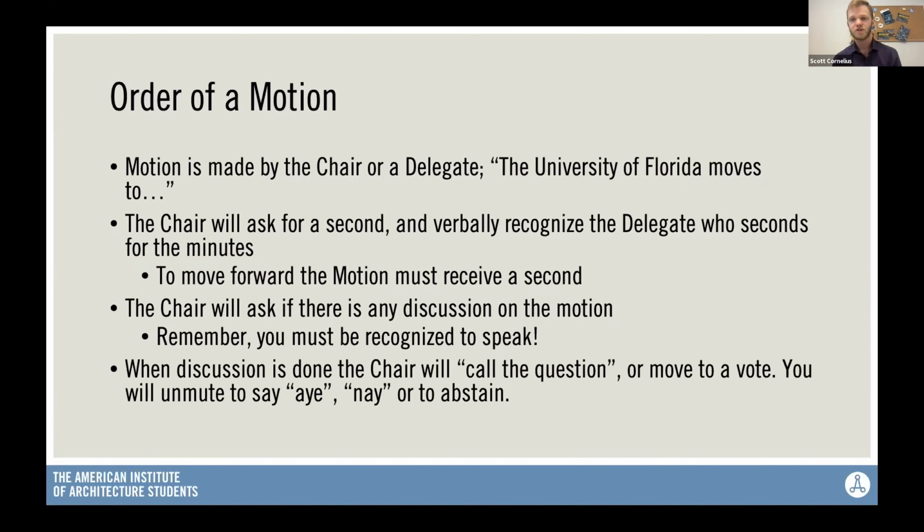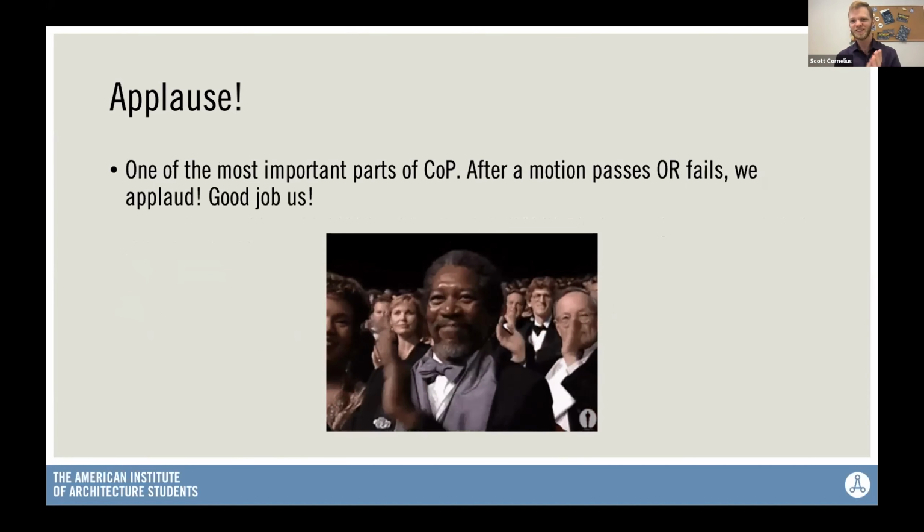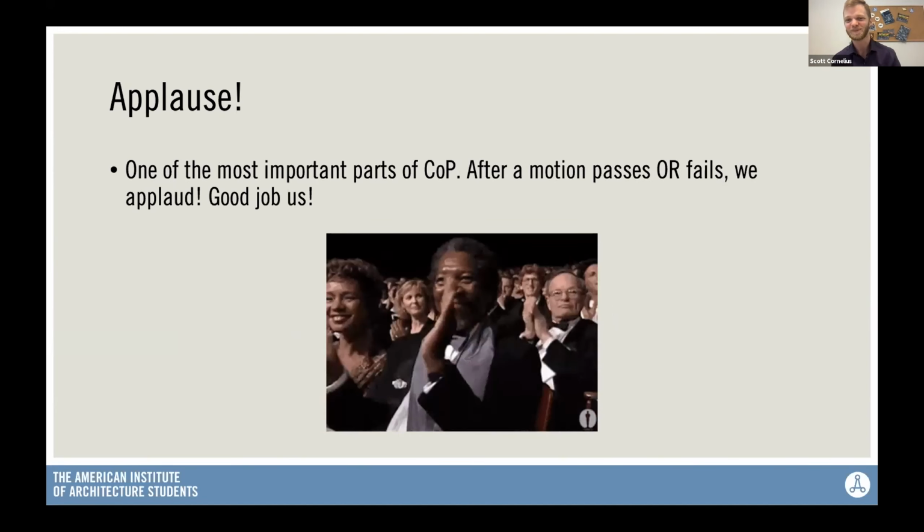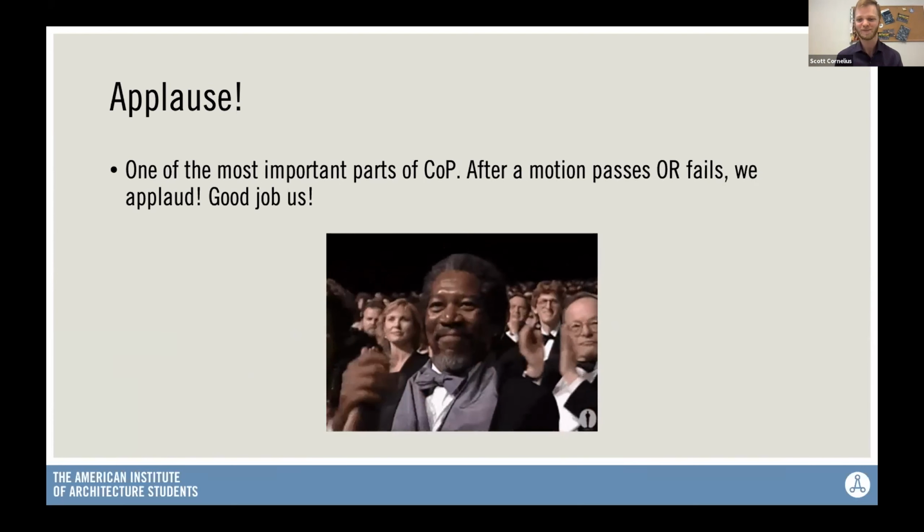And so when the discussion is over and we've all hopefully made our decisions, I will call the question or move to a vote. And then that's when you will vote. You will unmute to say aye, nay, or to abstain. And then we applaud, because a good thing happened. Whether the motion passes or fails, we applaud because we did a good job.